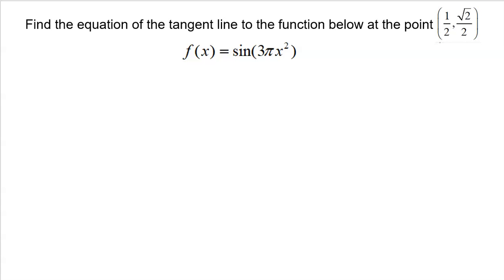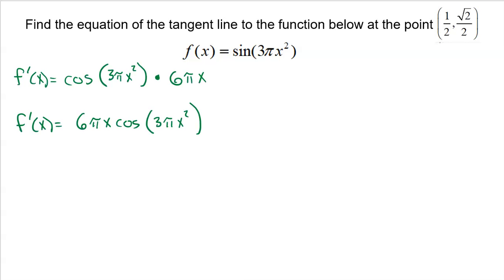Here we're going to find the equation of the tangent line to the function below at the point (1/2, radical 2 over 2). All right, so now, of course, first step, got to find the derivative of this function. So here I go. And voila, there's the derivative. The derivative of this function is 6 pi x times cosine of 3 pi x squared. Definitely had to do a little of the chain rule there for sure. Hopefully you followed through with that one.